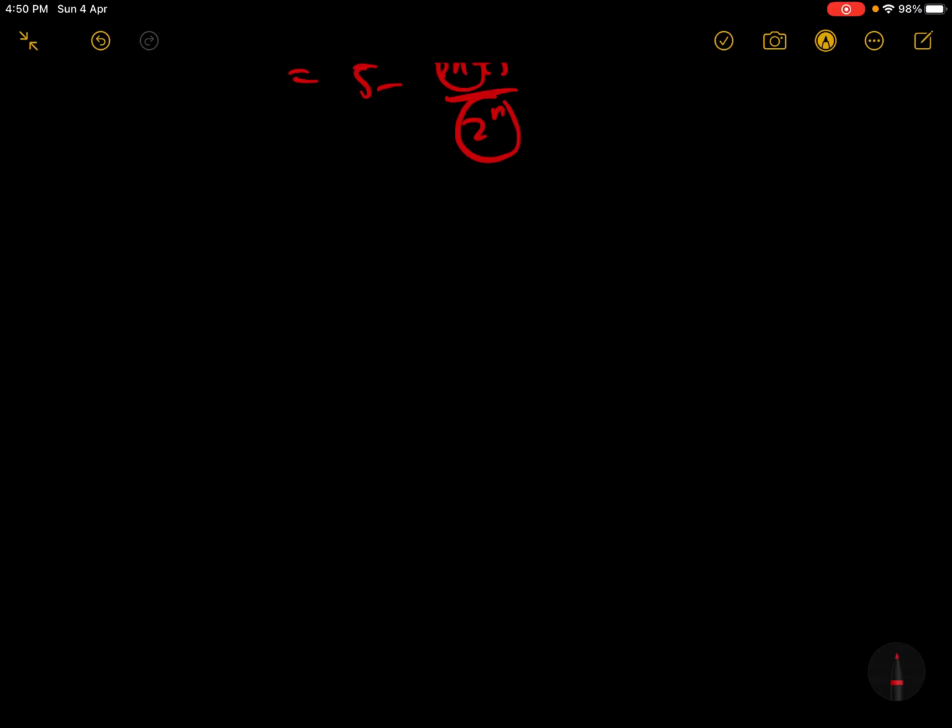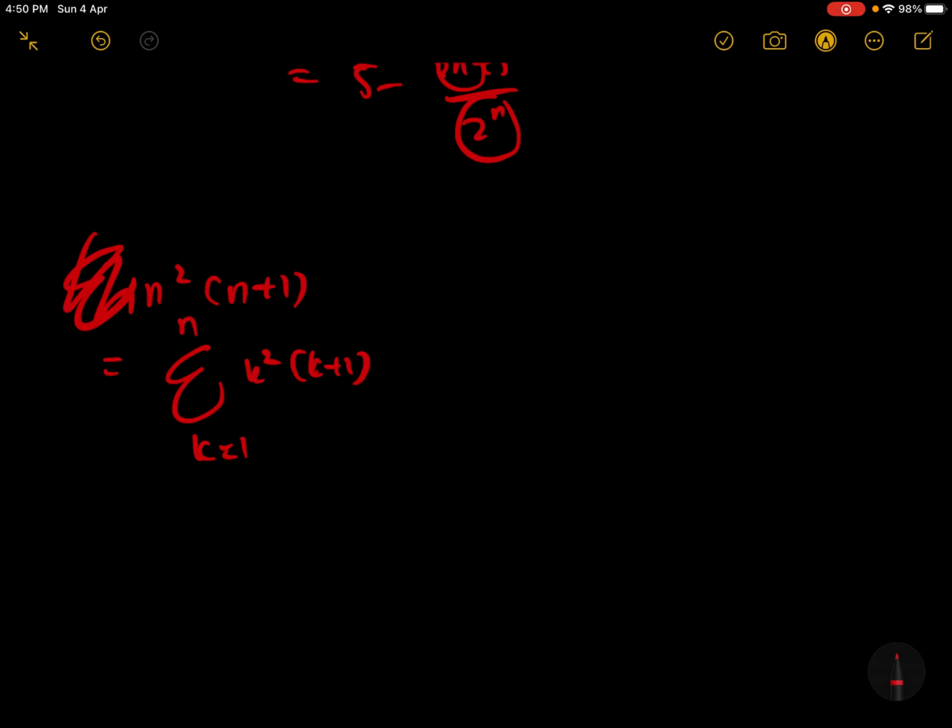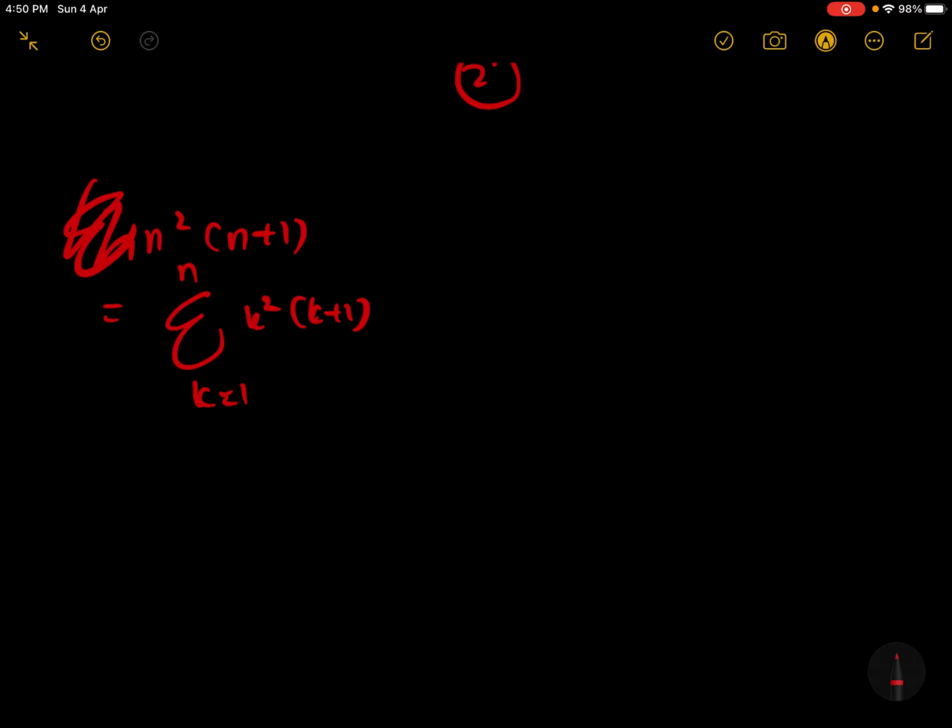Now, we know that this whole thing is n square, n plus 1. So we can also express the whole thing as sigma k square, k plus 1, where k starts at 1 and goes all the way until n. So this is what I want to see. From here, what you can do instead is multiply k square and k plus 1. So you will get sigma, k equals 1 to n, then you will get k cubed plus k square.